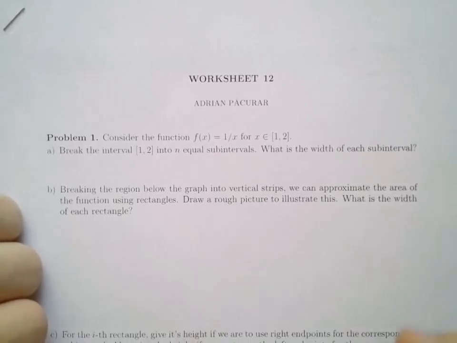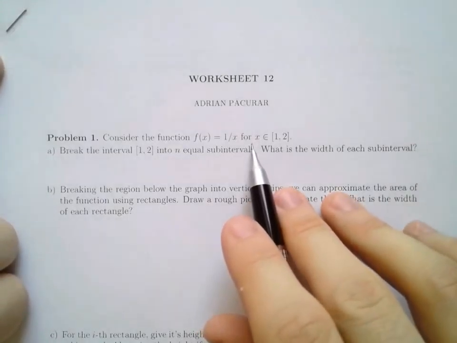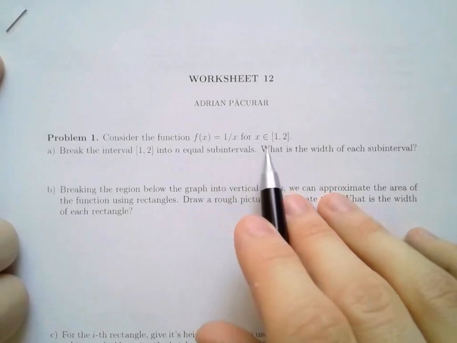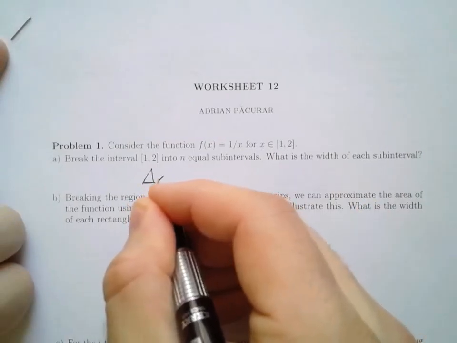We're exploring Riemann sums, using them to find areas under a curve by taking a limit, some antiderivatives, things like that. For the first problem I have the function f of x equals 1 over x, and I'm interested in finding the area under the curve for x between 1 and 2. Delta x is going to be 1 over n.